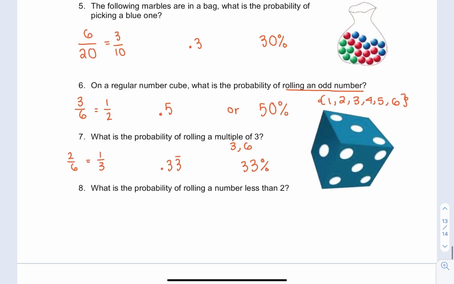And last up, what is the probability of rolling a number less than 2? The only number less than 2 is 1, so the probability of less than 2 is the same thing as just the probability of rolling a 1. That only happens 1 out of 6 times, or 0.16 repeating, or 16.6 repeating percent.